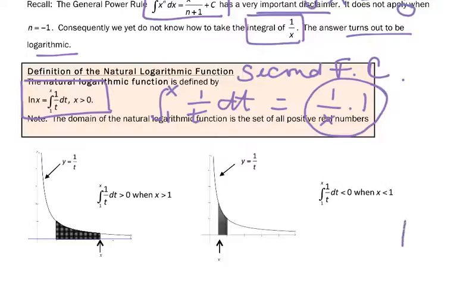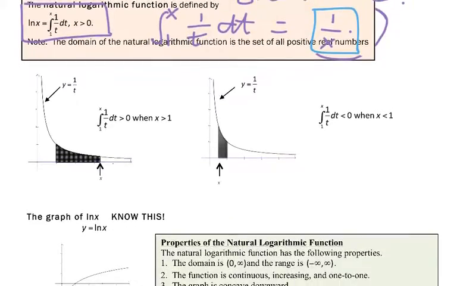For now, I just want you to think of this as not a regular function. If you see 1 over x, normally we would bring up the power and add one, but this is not that. This is the special function that you want to pay attention to. So whenever you see 1 over x, that's a special function that we need to look at. And we look at the graph.